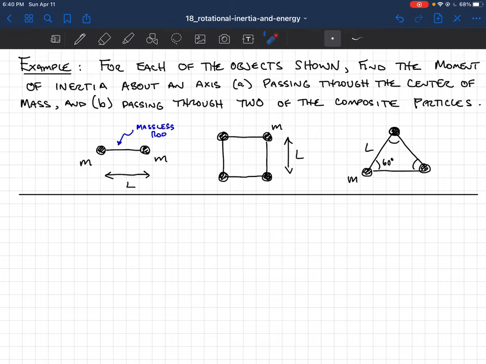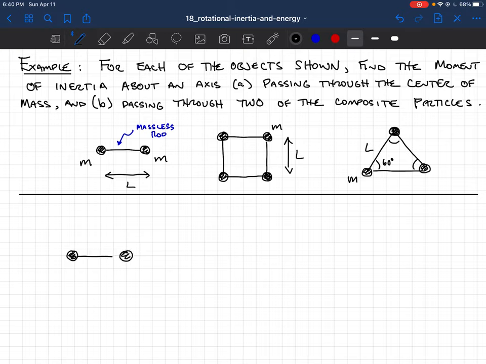That's not uniquely defined in some of these. So let's say that we're going to do it through an axis that's actually parallel to the plane of the object for the second two as well. Okay, so let's try it out. And then we'll try it through a different axis, one that goes through two particles.